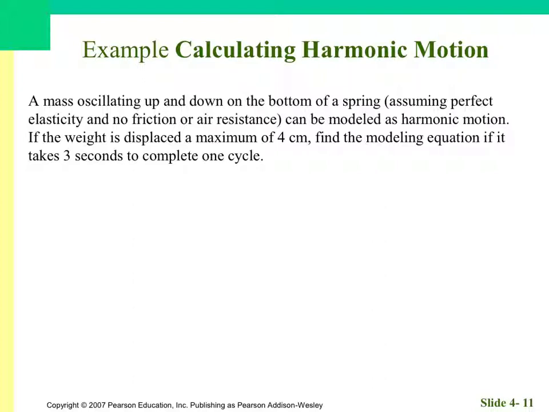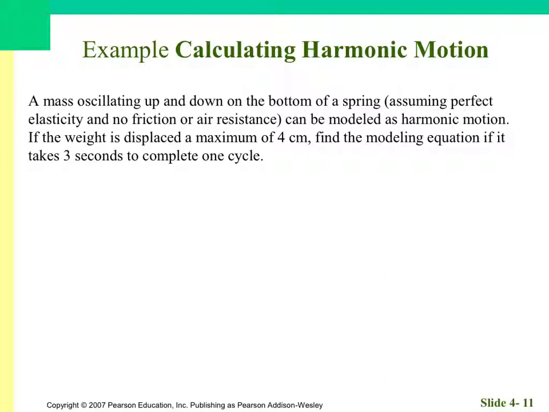Alright, so a mass oscillating up and down on the bottom of a spring, assuming perfect elasticity and no friction or air resistance, can be modeled as harmonic motion if the weight is displaced a maximum of 4 centimeters. Find the modeling equation if it takes 3 seconds to complete one cycle.